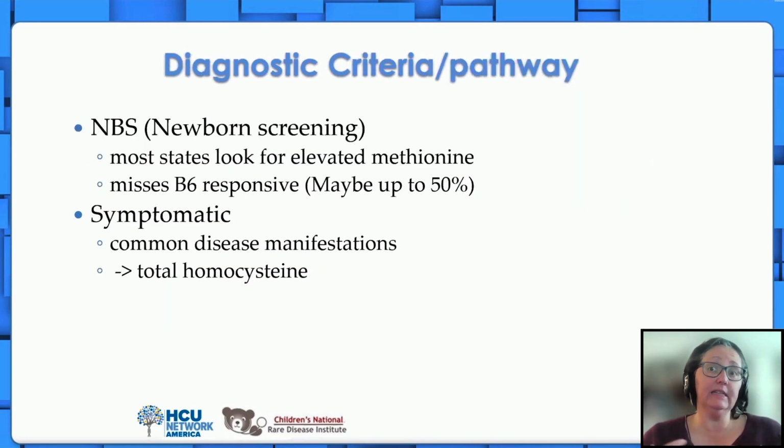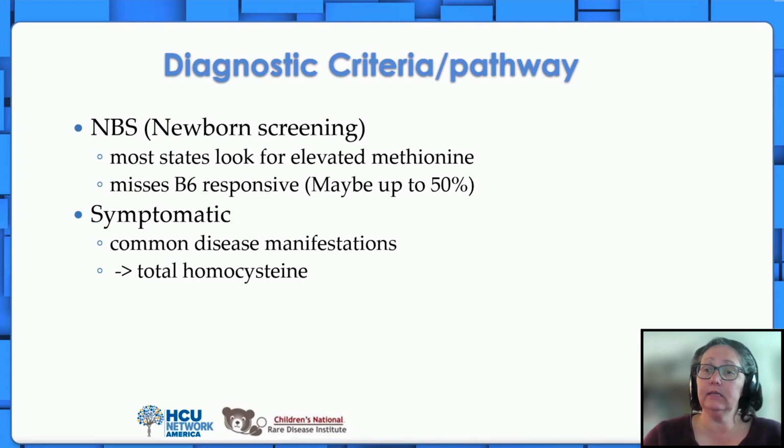Part of the reason I'm presenting this is because I sit on one of the major guideline groups that has produced recommendations for diagnosis and treatment of cystathionine beta synthase deficiency. So how do you diagnose this disorder within the US population specifically, but also in the general population?